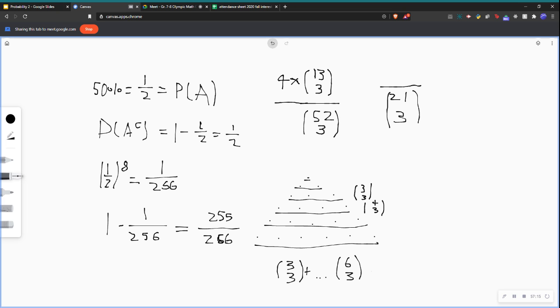If you remember your hockey stick identity from last week, this would actually equal 7 choose 4. So that's a way of simplifying this sum right here. But in this diagram, we're not looking for just balls in a row. We have to consider balls in a straight line.